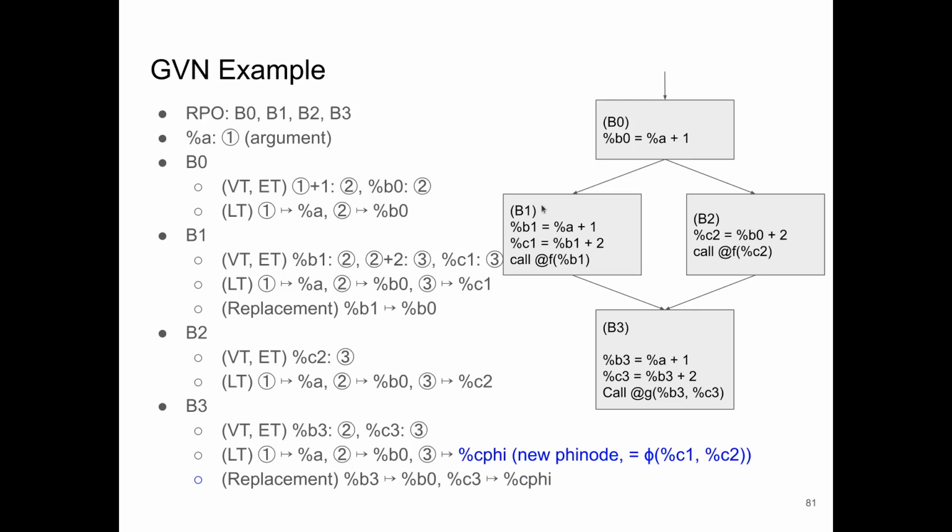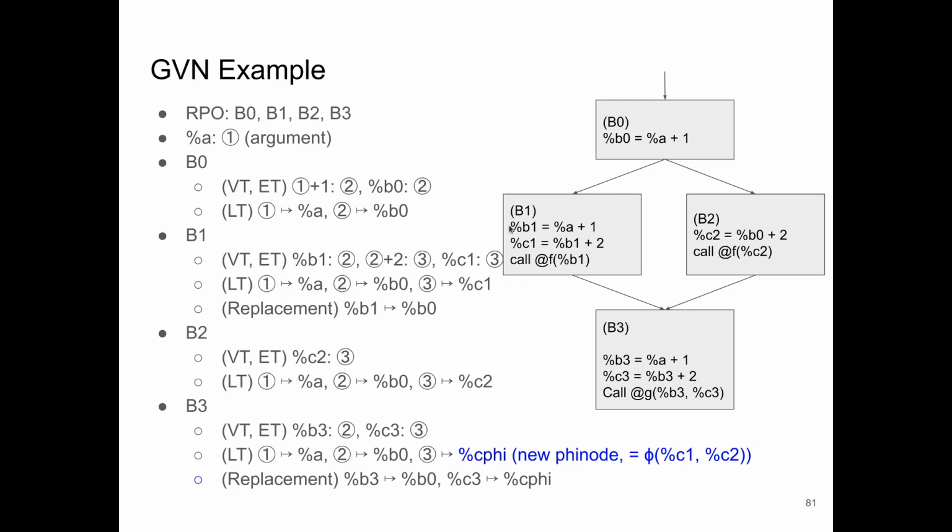So far so good, and let's move on to B1. And recall that at B1, the initial leader table is the same as the final leader table of B0. So this leader table is taken at the beginning of B1. But the variable tables and expression tables are not changed. So it is only incremented. It is not decreased or changed.